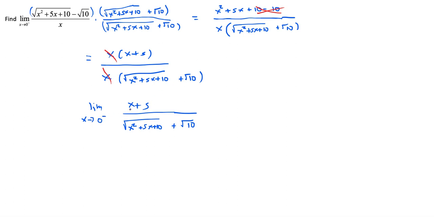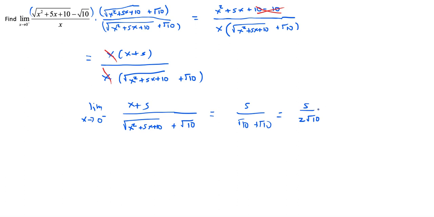Notice what happens when you plug in 0, though. Once again, in this case, it doesn't matter if we're coming in from the left side or not, because we don't end up with a 0 in the denominator. So notice what happens. We get 0 plus 5, which is just 5. And this is the key point here: in the denominator, we get radical 10 plus radical 10 now. So we get 5 over 2 radical 10.